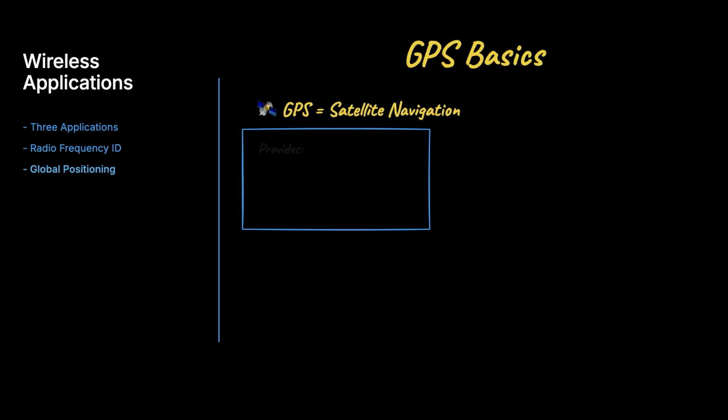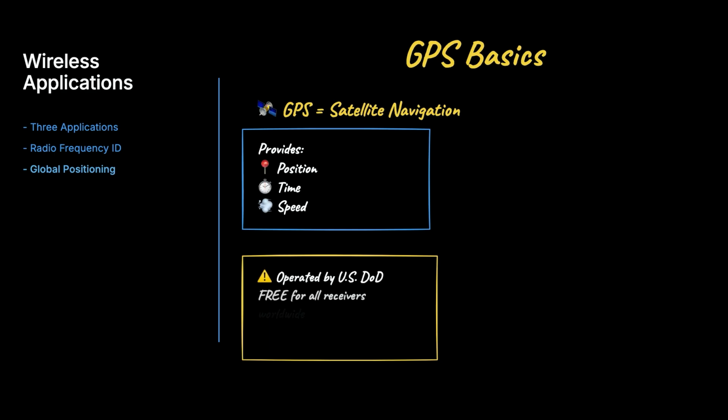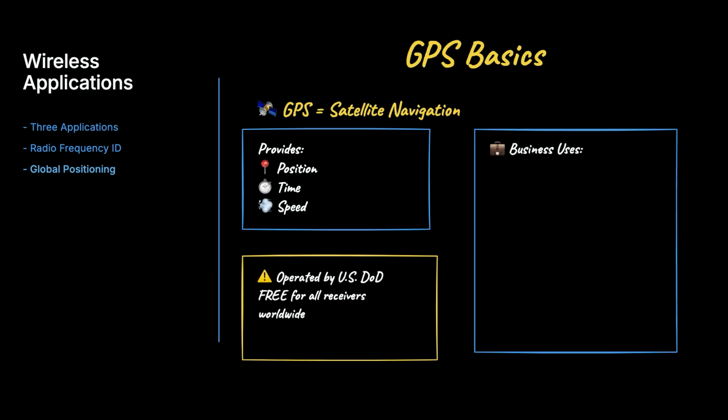The Global Positioning System, or GPS, is a satellite-based navigation system that provides extremely accurate position, time, and speed information. It is operated by the United States Department of Defense, yet receivers worldwide can use it free of charge. Businesses rely on GPS for fleet routing, scheduling field technicians, and recovering stolen assets.